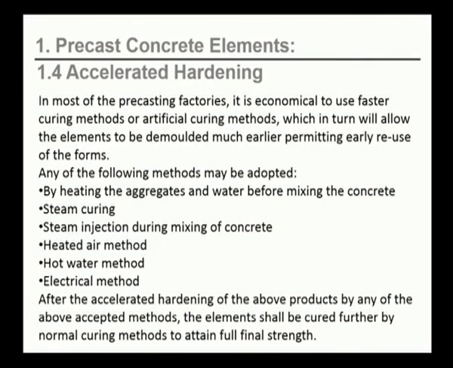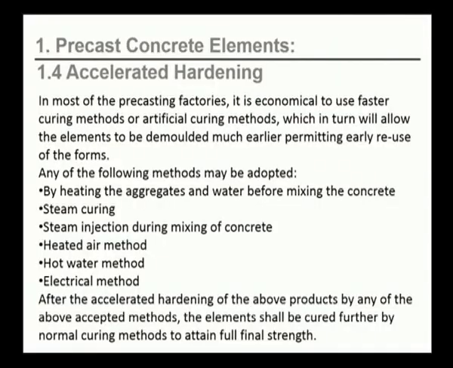Next process is accelerated hardening. In most of the precast factories, it is economical to use fast curing methods or artificial curing methods, which in turn will allow the elements to be demolded much earlier, permitting early reuse of the forms. Any of the following methods may be adopted: by heating the aggregates and water before mixing the concrete, by steam curing, by steam injection during mixing of concrete, heated air method, hot water method and electrical method.